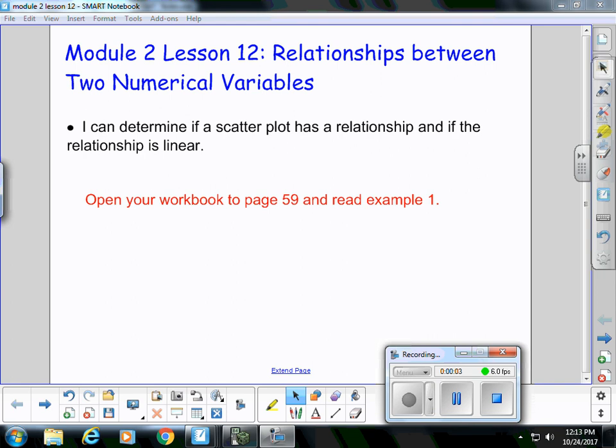Module 2, Lesson 12, Relationships between two numerical variables. I can determine if a scatter plot has a relationship and if it is linear. Open your workbook to page 59.